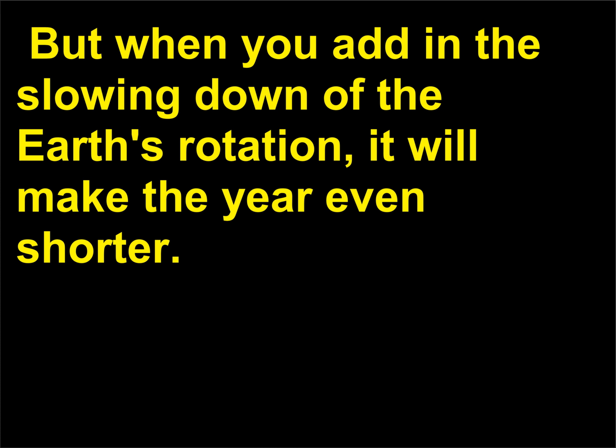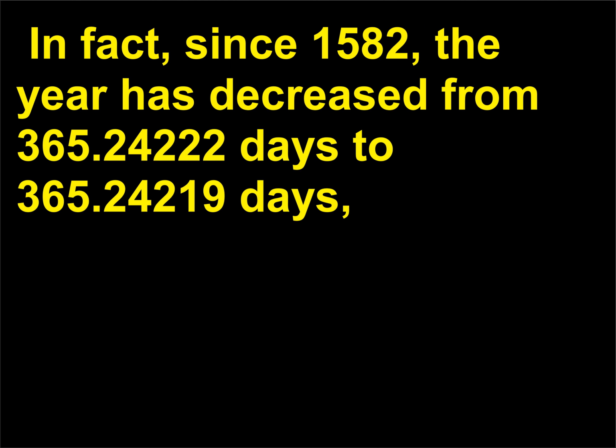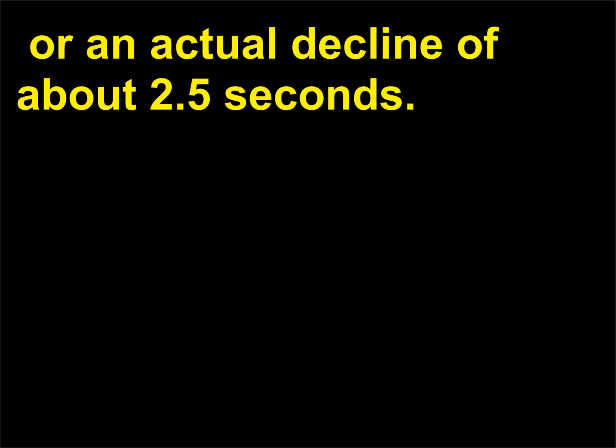But when you add in the slowing down of the Earth's rotation, it will make the year even shorter. In fact, since 1582, the year has decreased from 365.242222 days to 365.24219 days, or an actual decline of about 2.5 seconds.